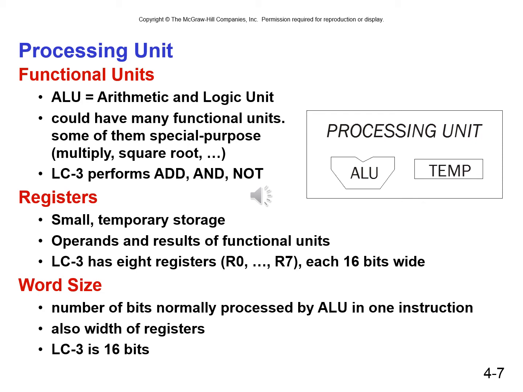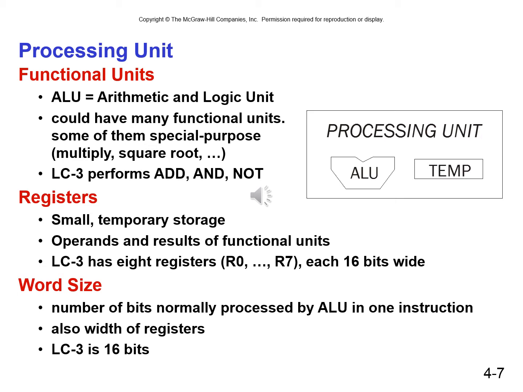Processing unit also has some temporary storage locations that are called registers. They store operands and results of functions that are about to be performed. The LC3, the simulator, has 8 registers, R0 through R7. Each of those registers is 16 bits wide.